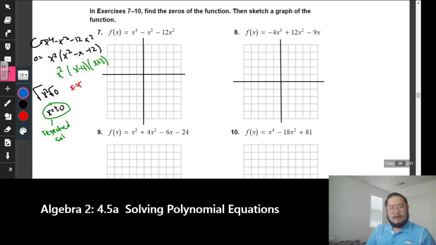We take x minus 4 equals 0, so x is equal to 4 is another solution. X plus 3 equals 0, and x equals negative 3. So we have right here a total of 4 solutions. One of them is repeated. Okay, so let's go ahead. I want to go ahead and place points right here on our graph. So we have one at 0, one at 4, and then one at negative 3. Okay, so let's go ahead. I'll plot my points.